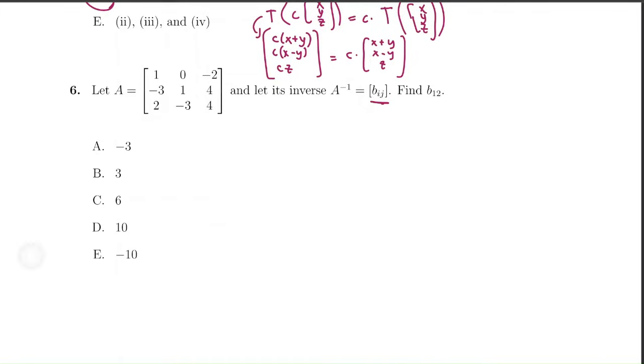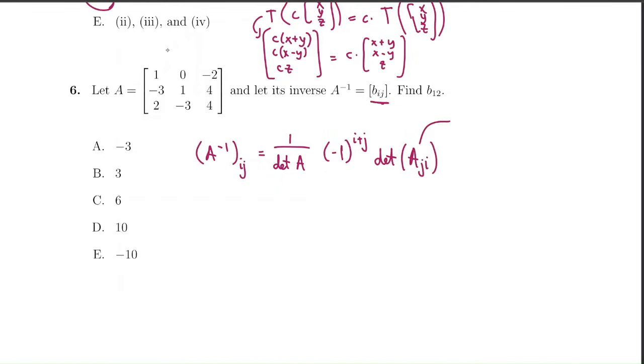We kind of remember Cramer's rule, right? Hopefully you remember Cramer's rule because it will potentially be tested. Cramer's rule states that A inverse i j is equal to 1 over the determinant of A times -1 to the i plus j, times the determinant of A j i, where this is the matrix when you delete the jth row and the ith column.